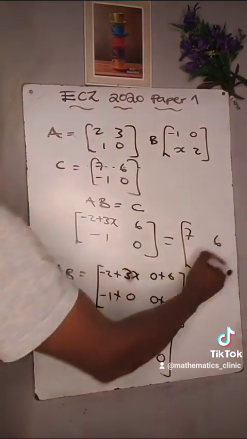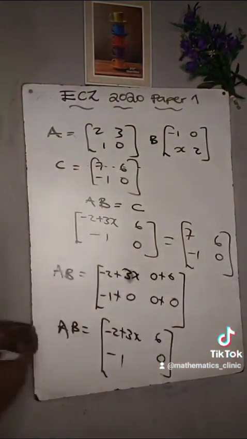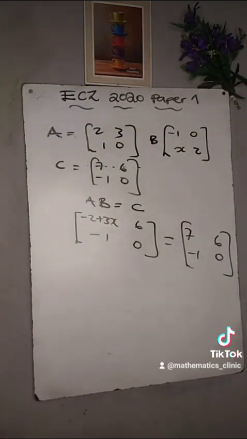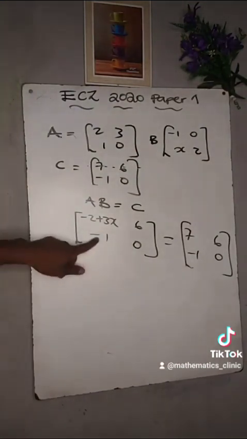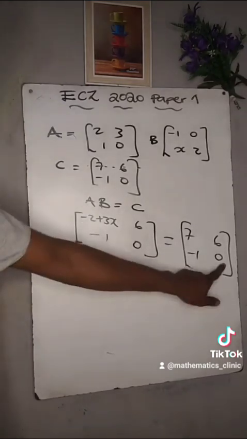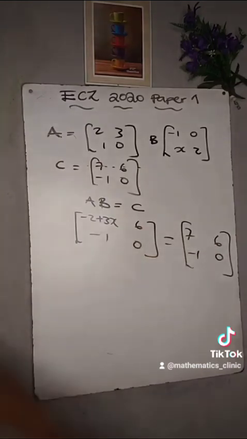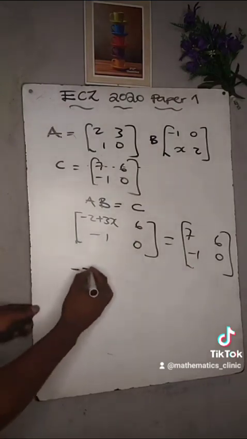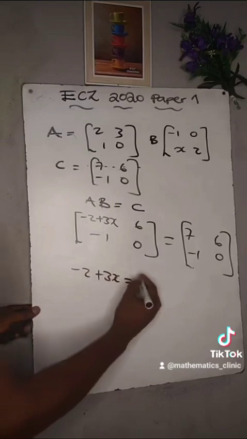7, 6, -1, 0. So how do we find x now? We go with the corresponding entries, my good friends. We have negative and that negative, so they are equal. 0 and that 0 are equal. 6 and that 6. So if we are to find the value of x, we say -2 plus 3x is equal to 7.